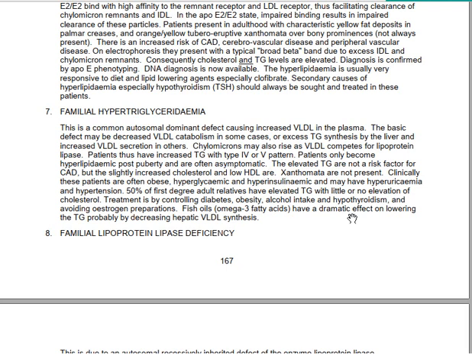So xanthomata in this patient are not present. When you have high triglyceridemia, you don't have any xanthomata. Clinically, these patients are often obese. This type of patient mostly stores their triglycerides, so they are going to be obese. They have high glycemic and insulinemic levels and may also be hyperuricemic and have hypertension. So these are typical patients that are going to have syndrome X, or the metabolic syndrome. So avoid estrogen preparations and all that.